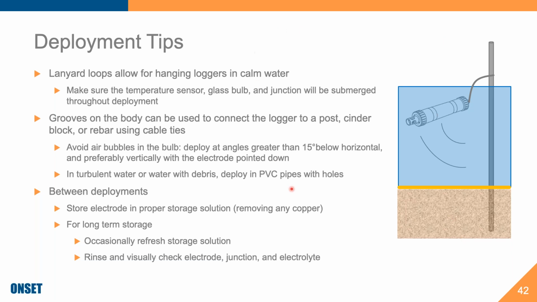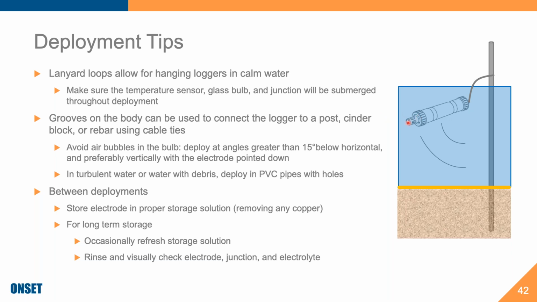So for instance, this pH data logger was actually deployed in moving water. And so what we're finding is that the electrode is being moved rather close to the surface. It may not be submerged if this were a river, for instance. And you just want to make sure that when you deploy your logger, you have your temperature sensor, your glass bulb, and junction submerged throughout the deployment.